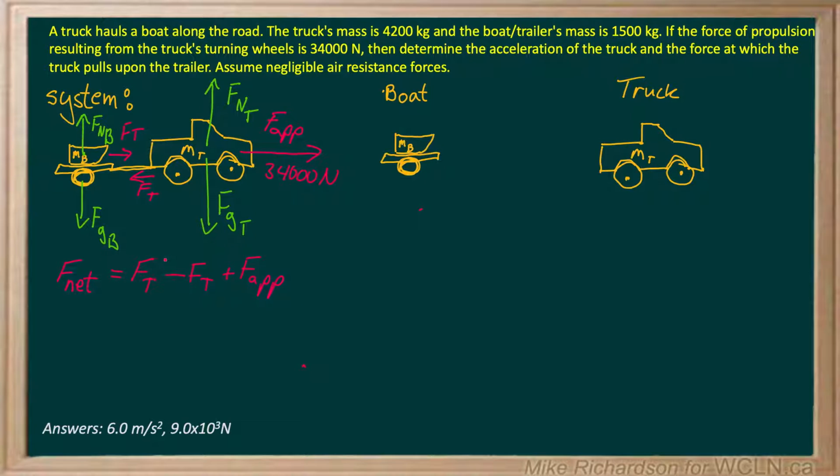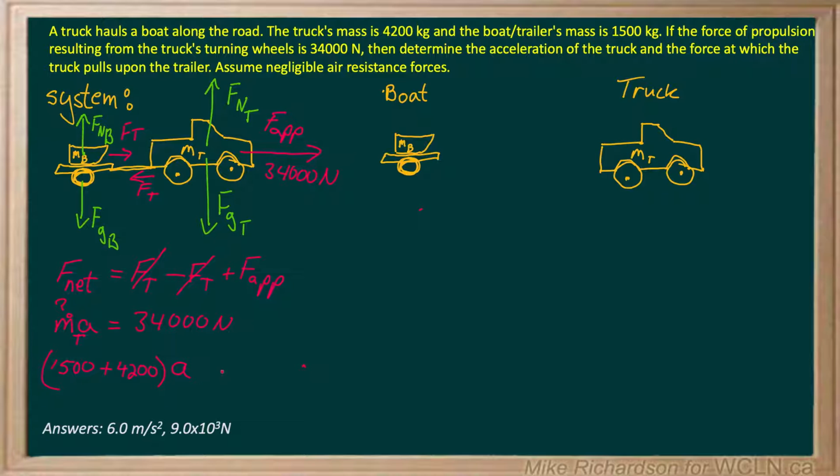Now once again, when I do the entire system, those two tension forces that connect the two masses cancel each other out. So I'm left with a fairly simple equation. My net force is MA, and that equals my applied force, which was 34,000 newtons. Now what do I put in for the mass? Once again, I used all the masses in the question to come up with my equation of motion, so this should be my total mass. My total mass will be the mass of the boat and the trailer, which is 1,500 kilograms, added to the mass of the truck, which is 4,200 kilograms.